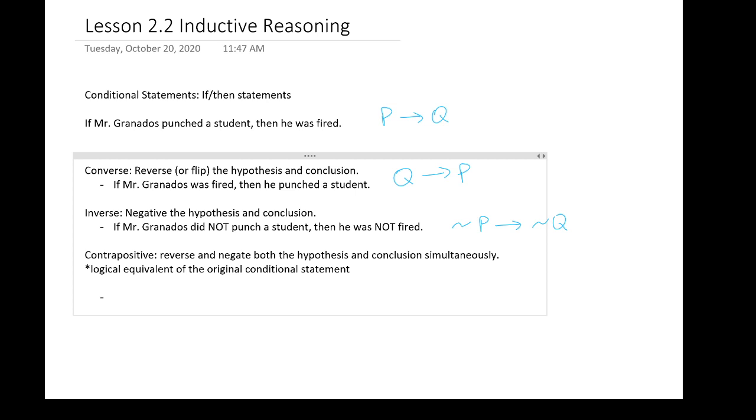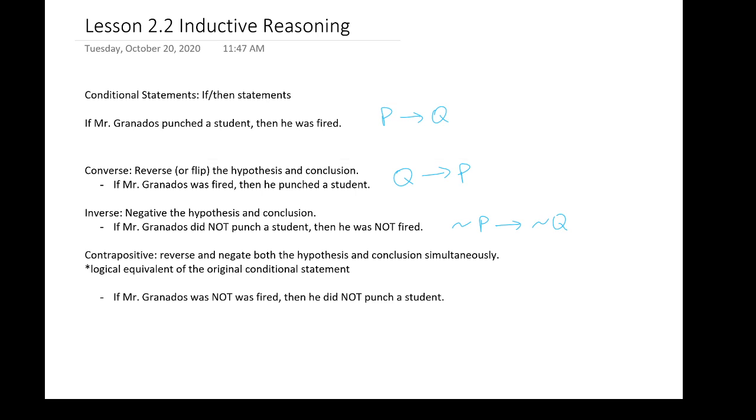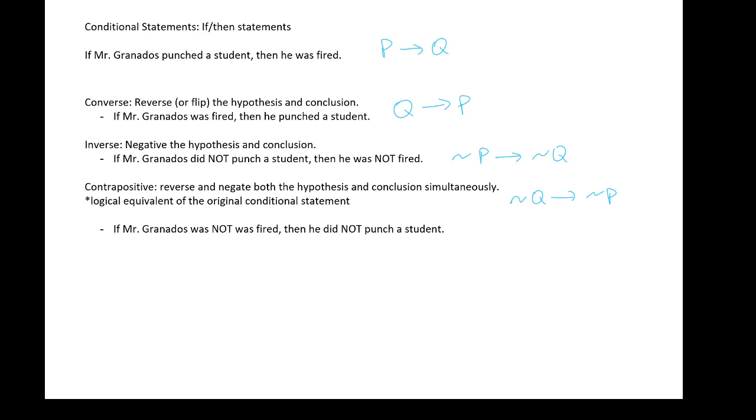For example, we're going to reverse this. If Mr. Granados was not fired, then he did not punch a student, which would be true, because obviously the student punching would lead to the firing. Notation-wise, this will be squiggle Q, arrow, squiggle P. So if not Q, then not P. So that's what these things would look like.